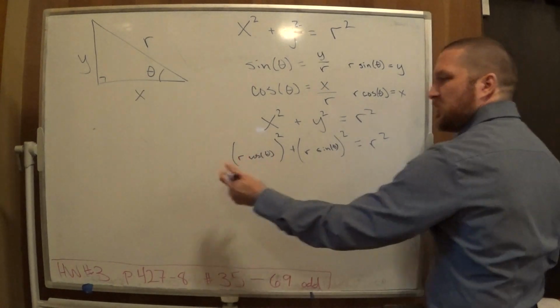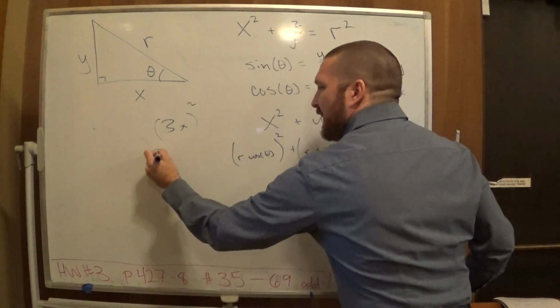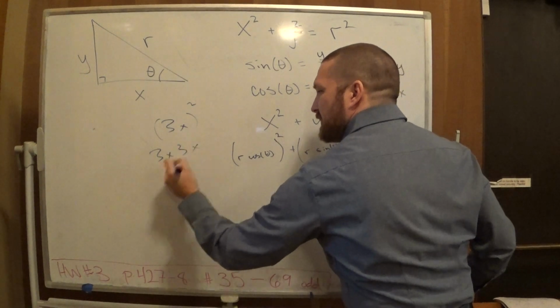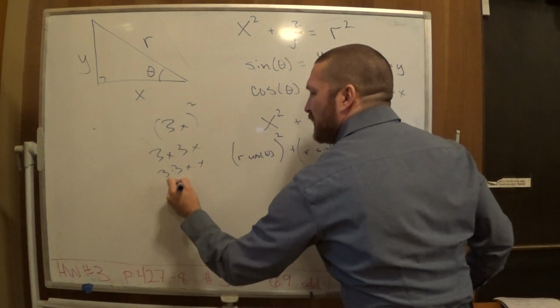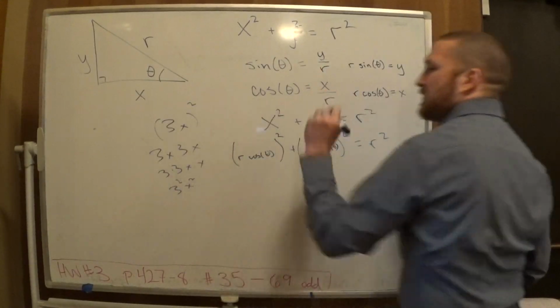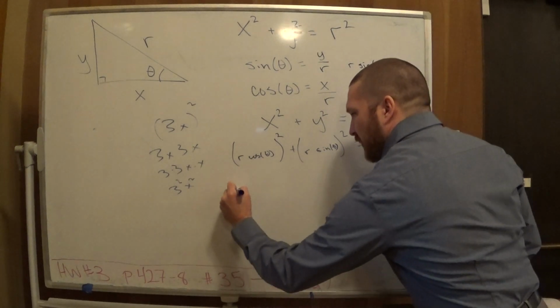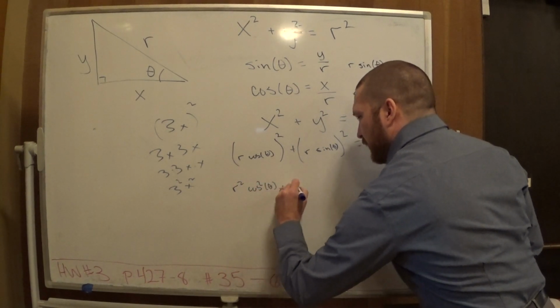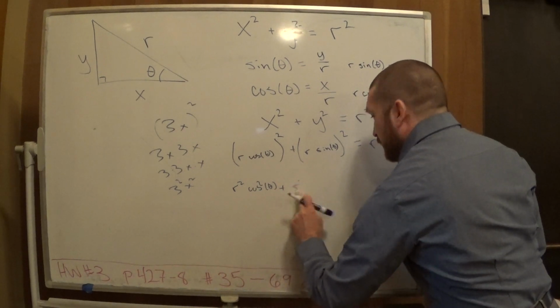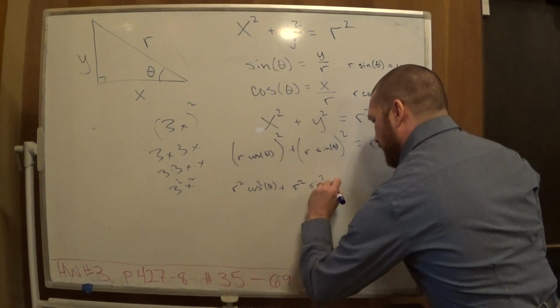Because it's just like if I have 3 times x and then I square it, right? That's 3 times x times 3 times x, and you get whatever 3 squared is times whatever x squared is. Same thing here. These are just two numbers, and so we have r squared cosine squared theta plus, what's the second one? R squared sine squared theta.